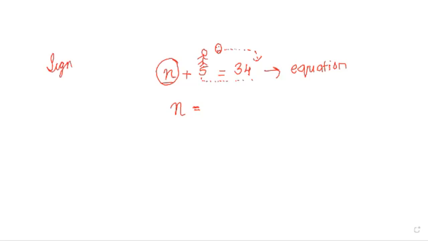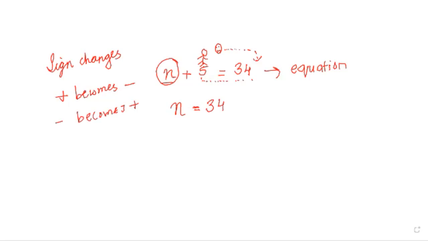Sign changes. Plus becomes minus. Minus becomes plus. Remember this rule. Plus will become minus because n wants to be alone. The 5 doesn't like to stay here. It walks to the other side. Copy n. I copy equal. Teacher, why didn't you copy 5? Because 5 wants to go to the other side. I'll copy 34. What is the rule?